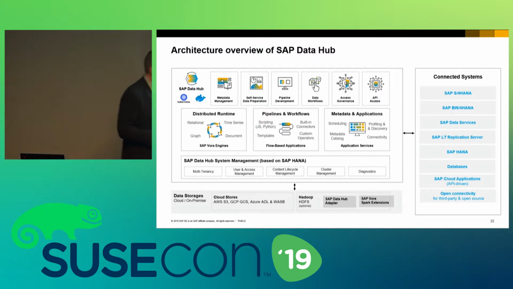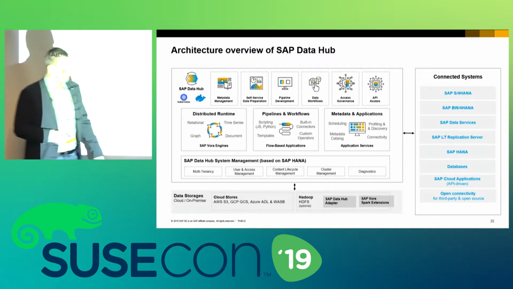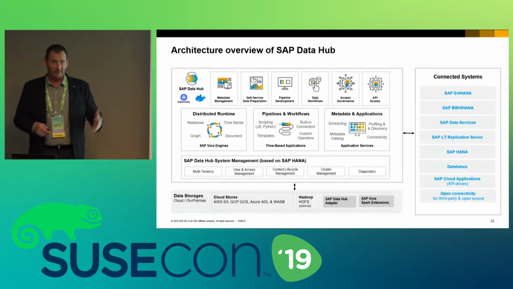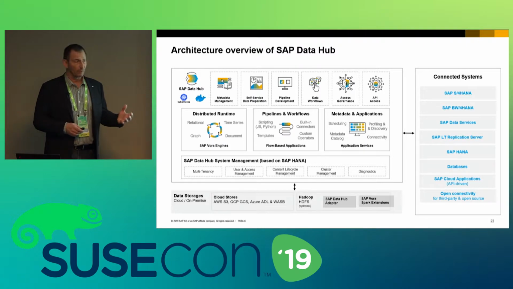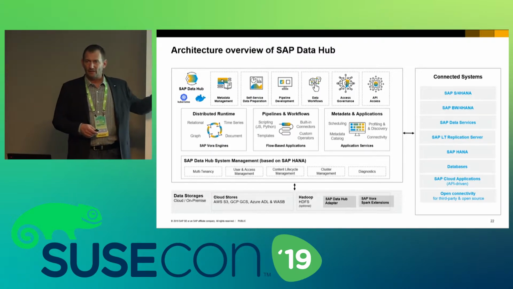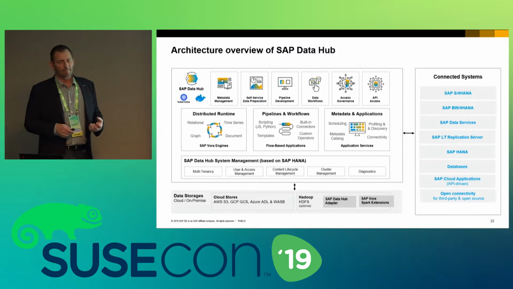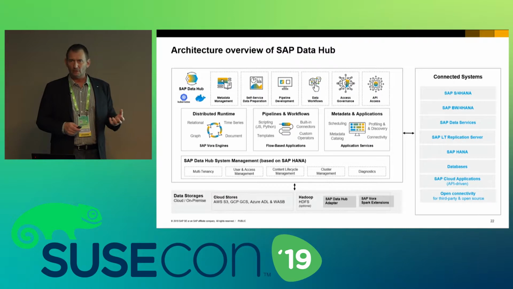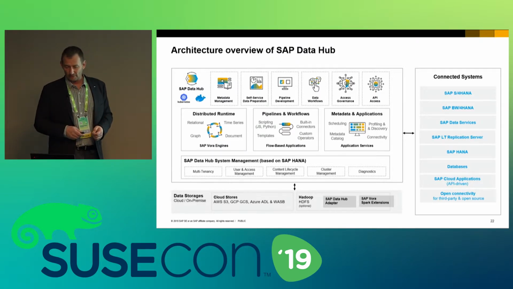And then open connectivity, third party and open source. Something, especially I think here at SUSECON, is very important to point out. Because of the open architecture of Data Hub, you have the ability to really include other components within a Docker and Kubernetes context that may not be supplied or delivered with Data Hub. And that's really the openness that we're talking about.